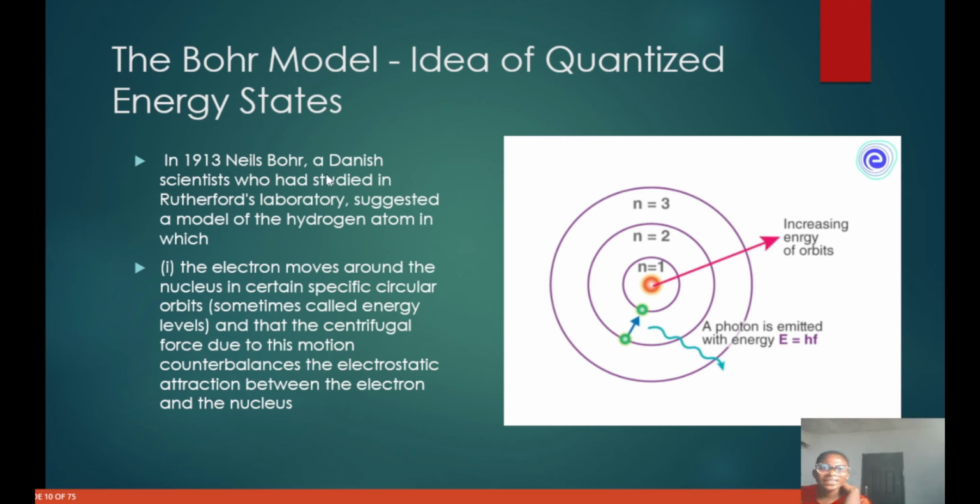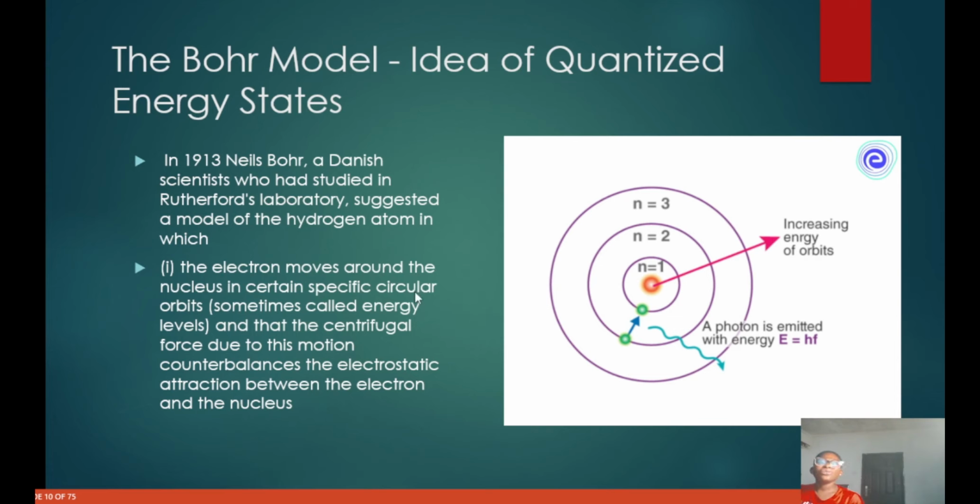In 1913, Niels Bohr, a Danish scientist who had studied in Rutherford's laboratory, suggested a model of the hydrogen atom in which, one, the electron moves around the nucleus. The electron is revolving just like the planets revolve around the sun. What is the electron looking for? An opportunity to move. If it receives any form of energy, it will move from this place to this place, and once it becomes de-excited and goes back to its ground state, it's going to release energy.